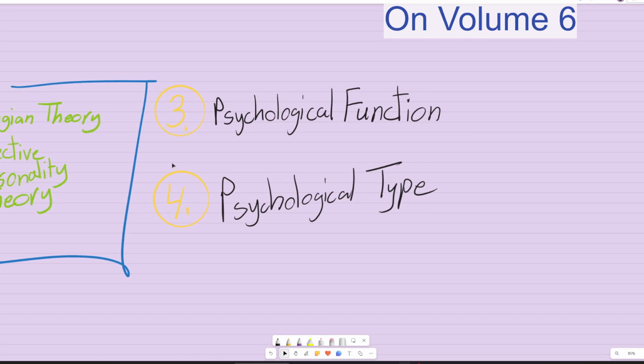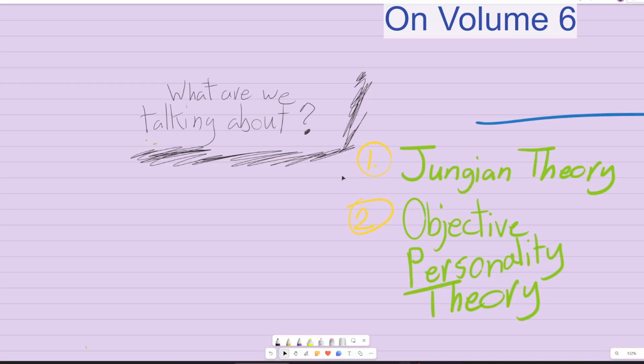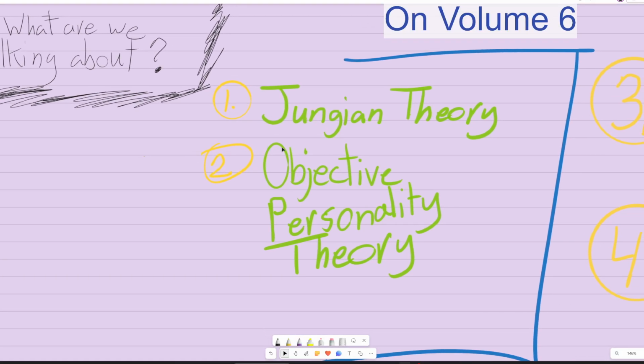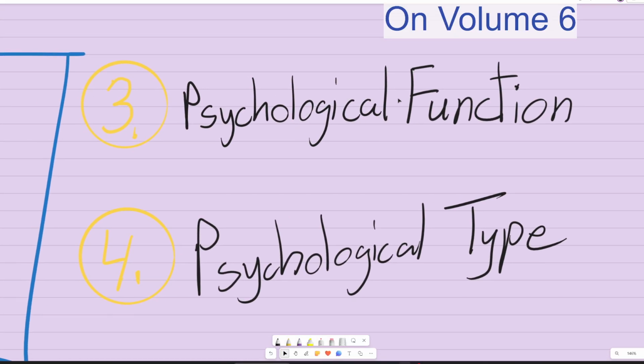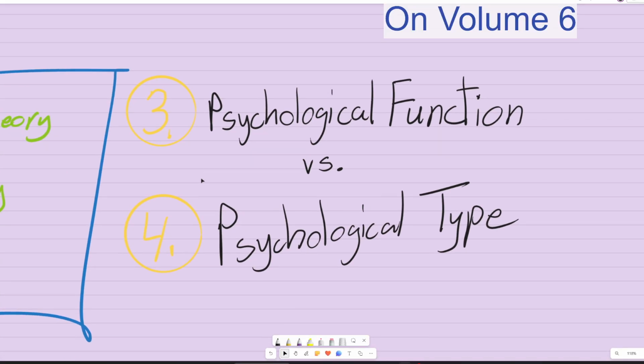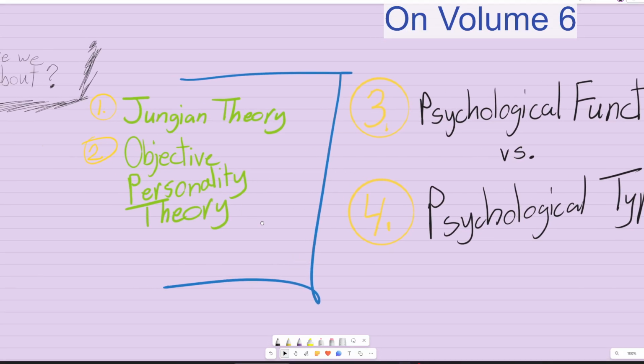But let's zoom back out. What are we talking about? We're talking about Jungian theory and objective personality theory. We're talking about the difference between a psychological function versus a psychological type. Because these are not the same things and they mean different things. But if you consider one thing to be a thing and another thing to be a different thing, that's when we start bringing up different language, different words.